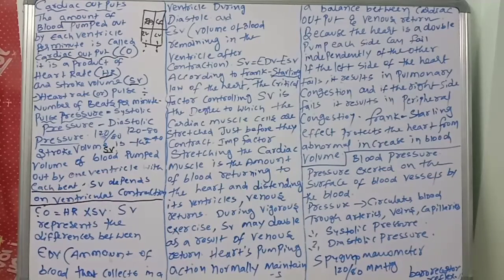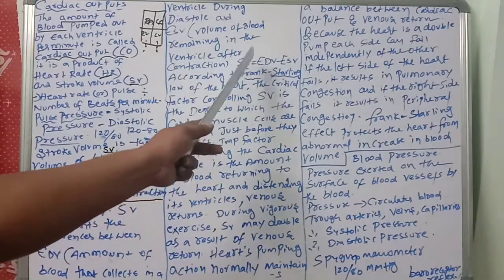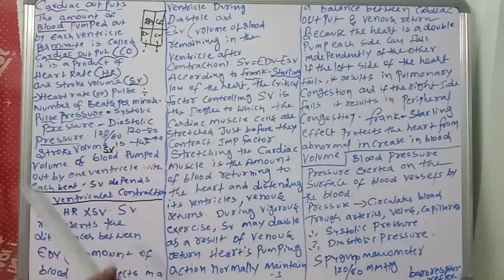And how can you write the formula for stroke volume? SV is equal to EDV minus ESV. EDV means the amount of blood that collects in a ventricle during diastole. ESV means the volume of blood remaining in the ventricle after contraction. So many points are there. You compulsorily have to prepare line by line for clarity about this particular topic.